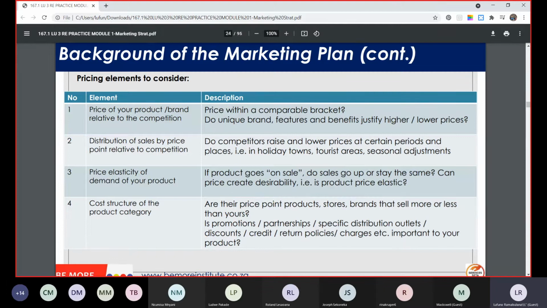Do competitors raise or lower prices at certain periods, like holiday towns, tourist areas, seasonal adjustments? There are seasons when competitors, or you, are able to raise prices. For instance, if you are doing short-term rentals like Airbnb, and somebody is buying a house during winter, they may not necessarily make money. But if it's summer in a particular area, unless it's an area where there's snow, they'll probably do well during that time.